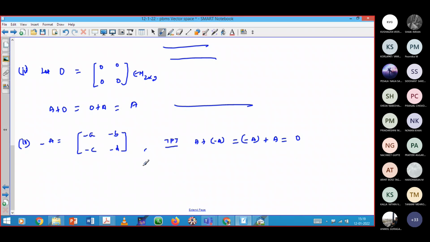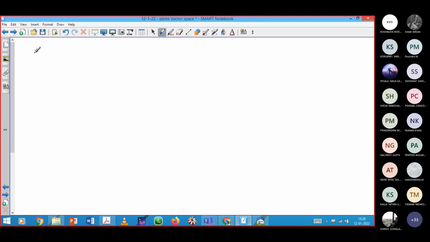By satisfying all the four conditions, I can confirm that the vector addition algebraic operation is proved for the non-empty set M2 by 2. Only one more property we need to check. I'm not going to solve it, I will just give the hint to complete it. Please listen. The second one is scalar multiplication.